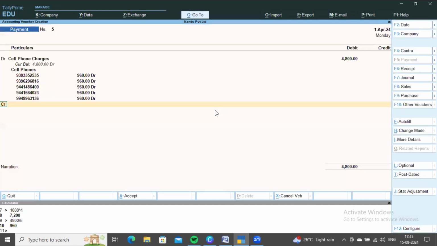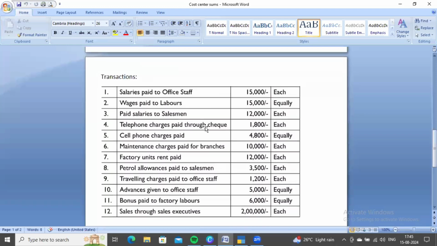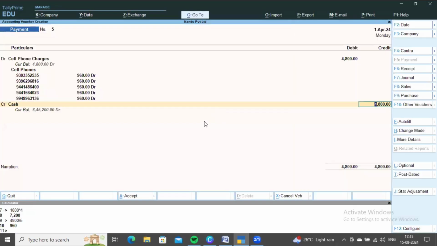Like this, then press Ctrl A to save it. And you are paying through cash and credit cash account.